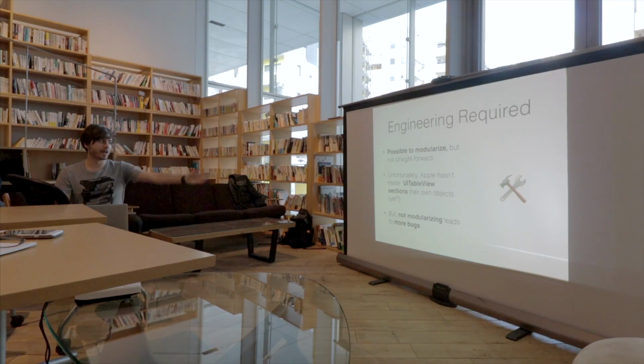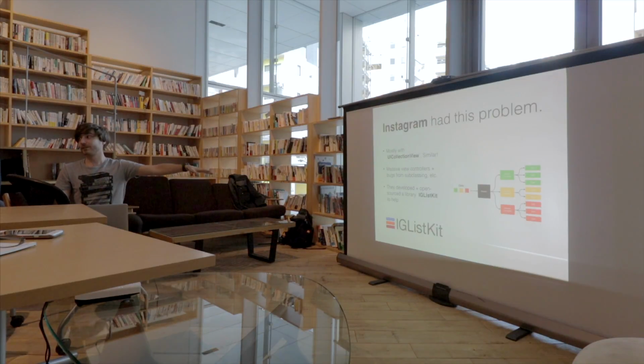Of course, Apple hasn't made TableView sections into objects yet. Maybe they will, but I think there's a reason for that, and I'll talk about that in a minute. And like I said, not modularizing leads to more bugs. Instagram also had this problem.